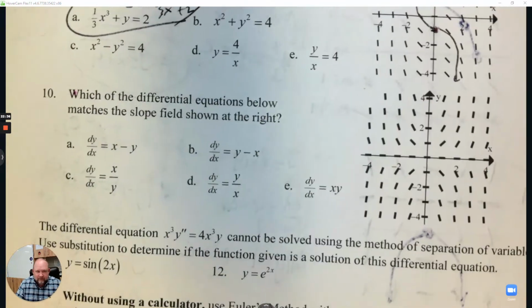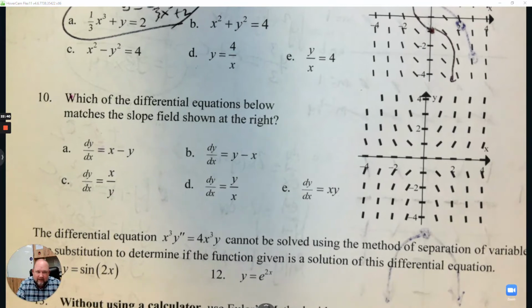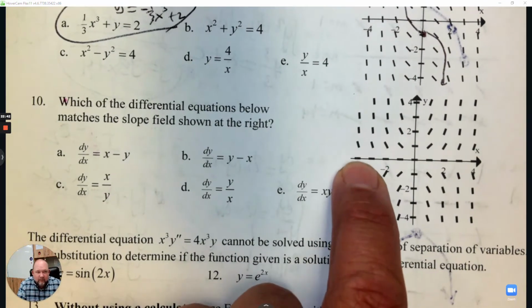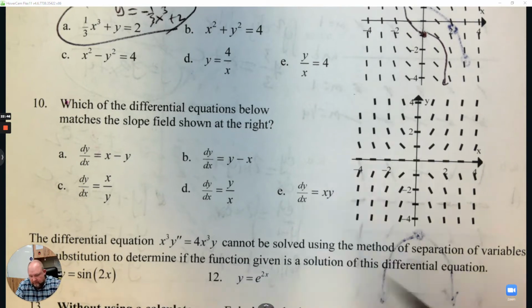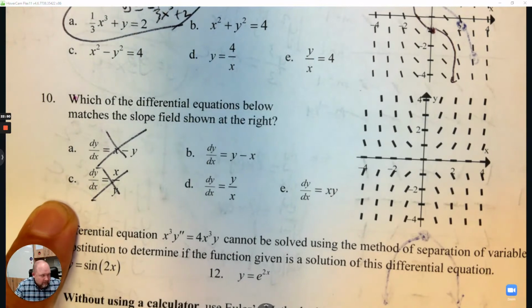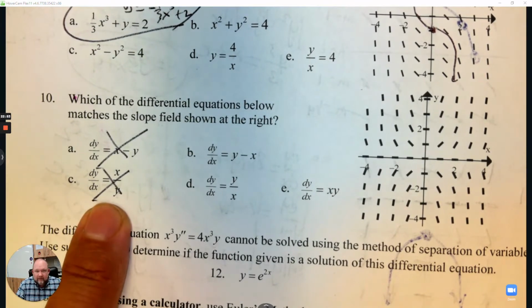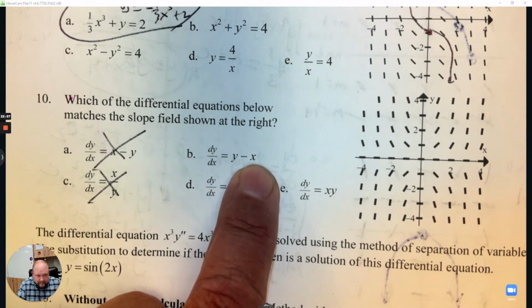How about the other direction? So you have a differential equation. Which one could match or not match? So I notice right away that when y equals 0, the answer is 0. So A and C must be wrong because it's undefined and not 0. Oh, wait a second.